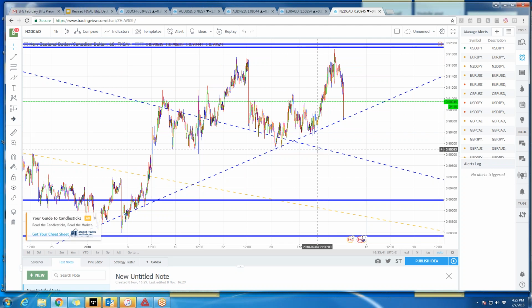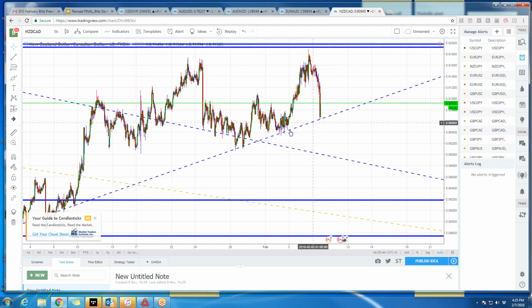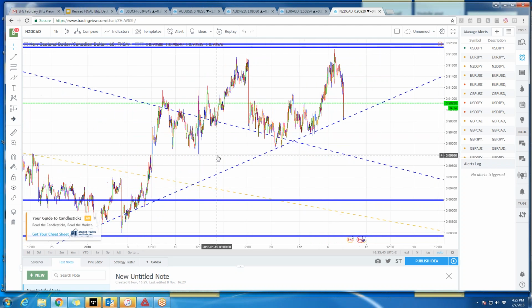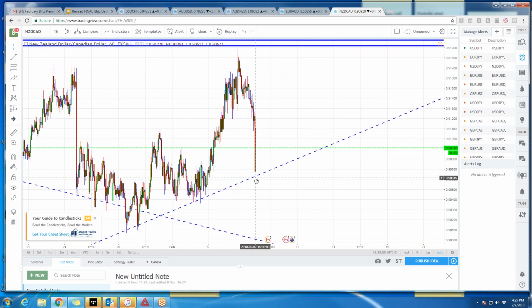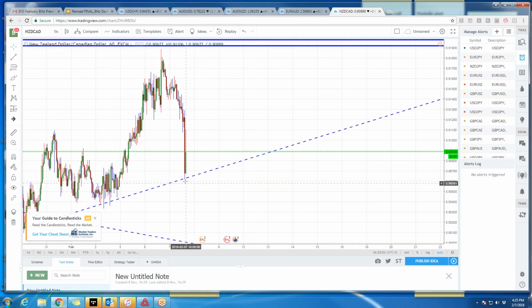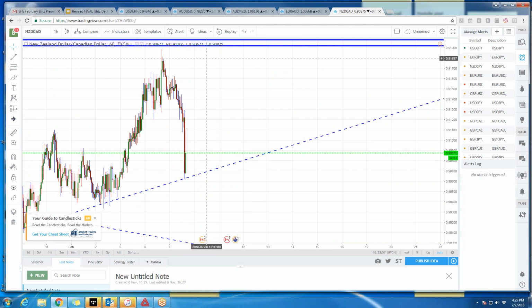You know what? It just hit off the trend line. You see it? It hit it off to the pip too. Look, the wick touched the trend line. So yeah, it actually should go back up here and test.